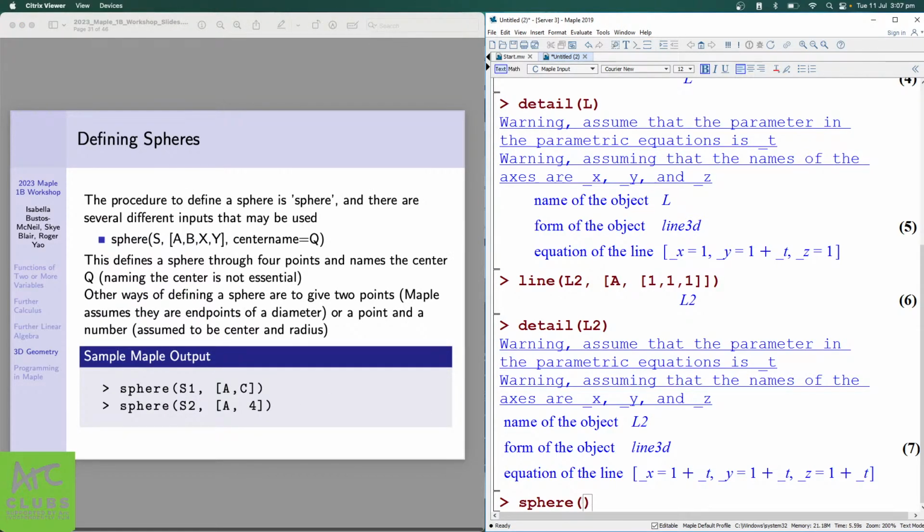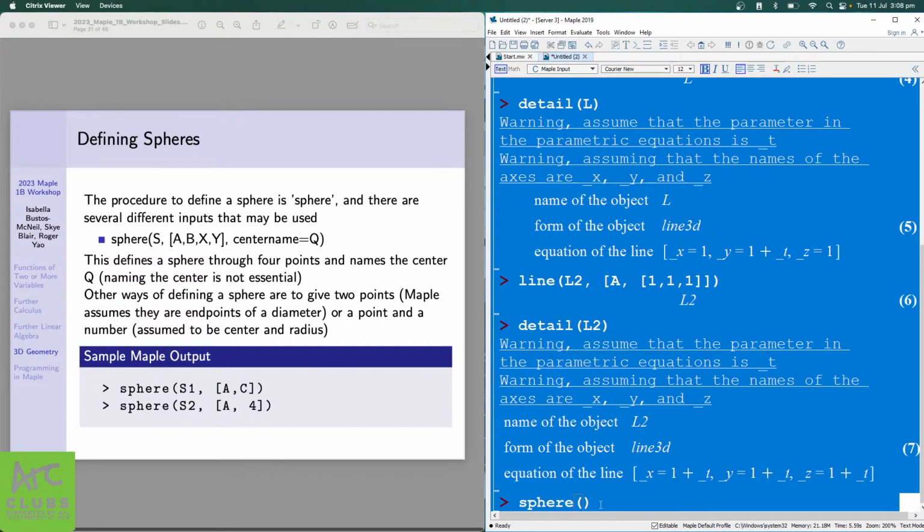So there's two different ways we can define spheres in Maple. The first one is by giving it 4 points and telling it the center. Because if we choose any 4 points, there's one unique sphere that passes through those 4 points. So that's the first way we can define a sphere. The second way we can define a sphere is by giving it 2 points, which Maple will implicitly assume are the endpoints of the diameter.